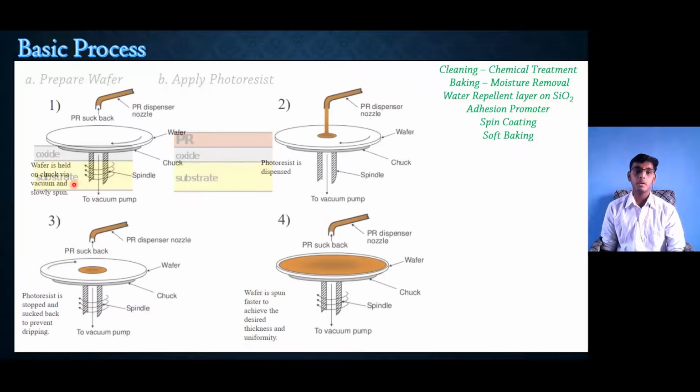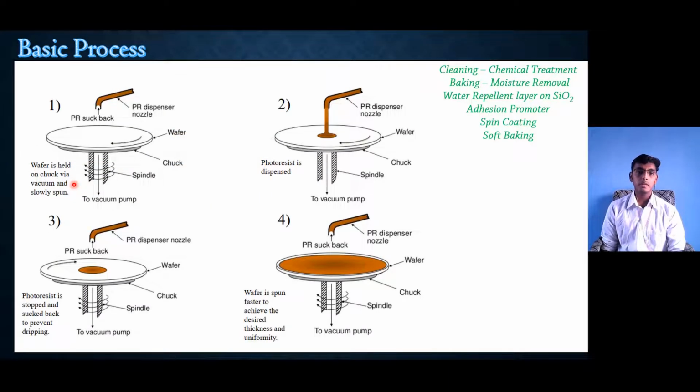So what is spin coating? In the process of spin coating, we have a wafer and we dispense our photoresist chemical onto the wafer, and this wafer is spun at a certain speed to achieve the desired thickness and uniformity. And then later we soft bake it to around 70 to 80 degrees centigrade to lock the thickness and the uniformity, to make it rigid to a certain extent.